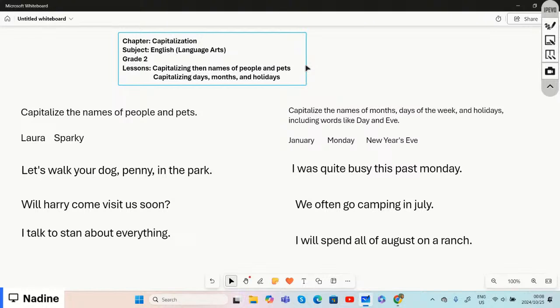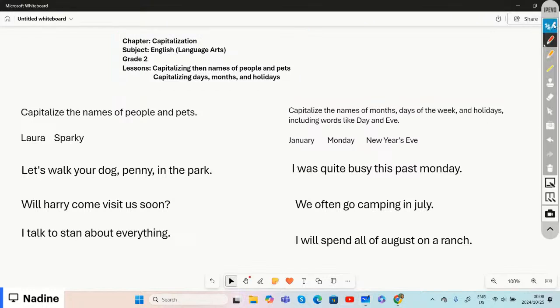Names of people need to be capitalized. So the names of people and pets need to be capitalized. Your name is capitalized. If we were to write your name, then you would definitely write your name with a capital letter. For example, Laura, capital letter L for Laura. If you were to give the name of your pet, for example, Sparky, then capital letter S for Sparky because it's the name of your pet.